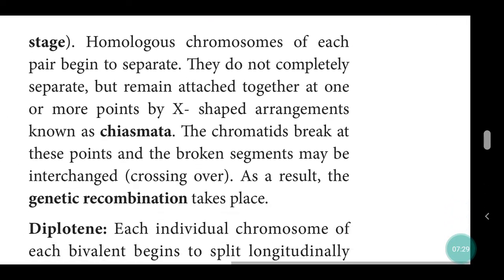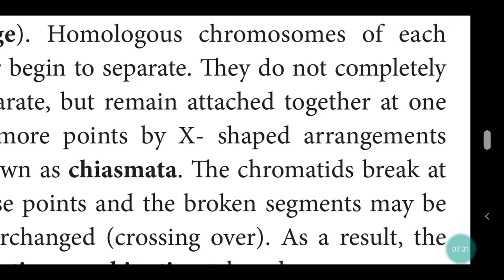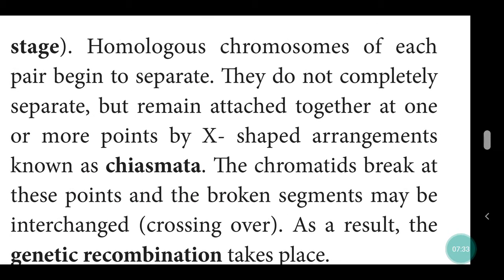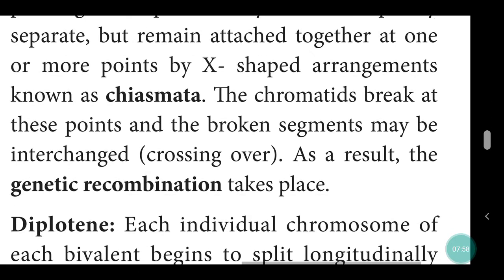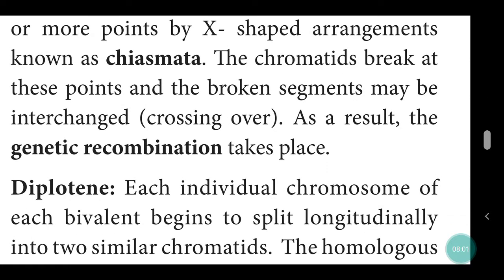Homologous chromosomes of each pair begin to separate. They do not completely separate but remain attached together at one or more points by X-shaped arrangements known as chiasmata. The chromatids break at these points and the broken segments may be interchanged. That is called crossing over. As a result, genetic recombination takes place.